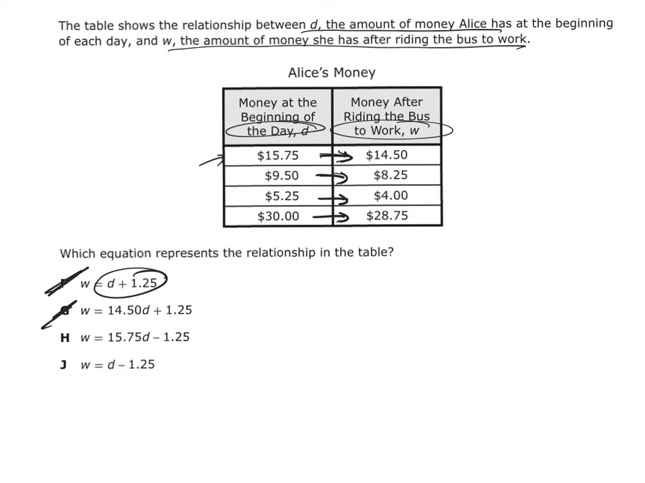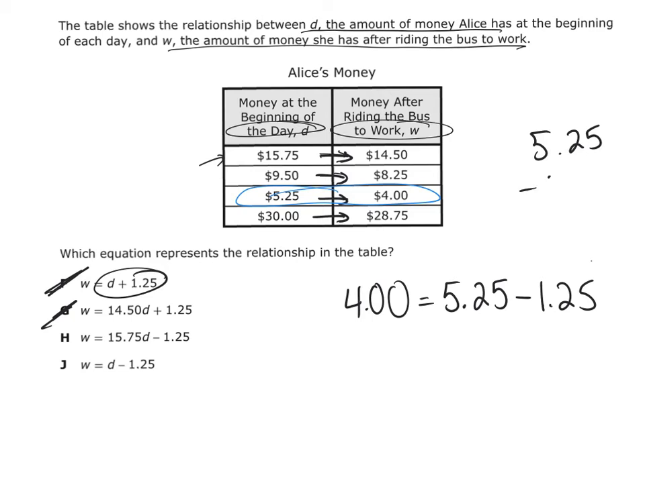So now just pick one that you think you pretty much know is correct, and then pick any of these numbers. I'm just going to try this number because it looks the easiest. So W in this problem is $4, and the D was $5.25 minus $1.25. Let's see if that works out. $5.25 minus $1.25: 0, 0, bring your decimal. Oh look, it worked. It is $4. So J is your answer. So one, you save time having to work out every single one. You eliminated answers that made no sense, and you only actually had to test one of them to see if it was right.